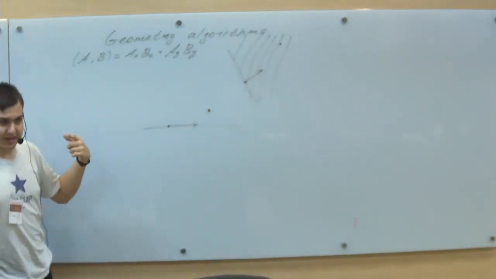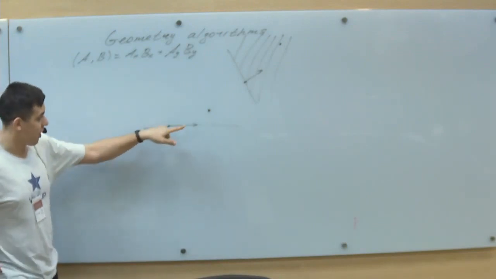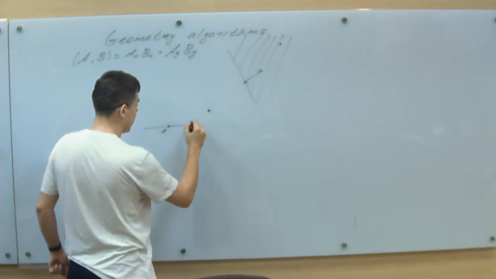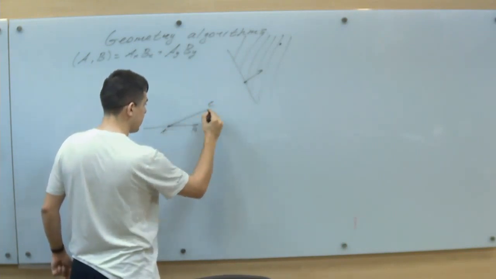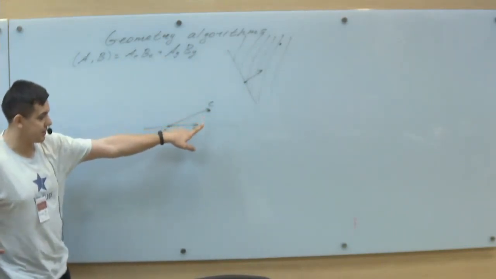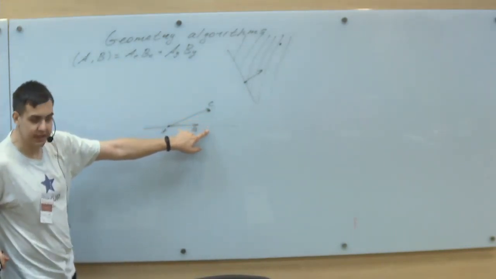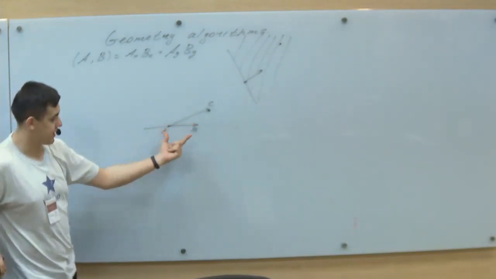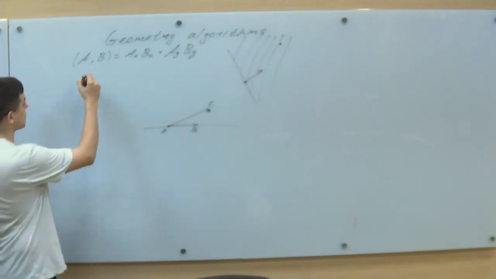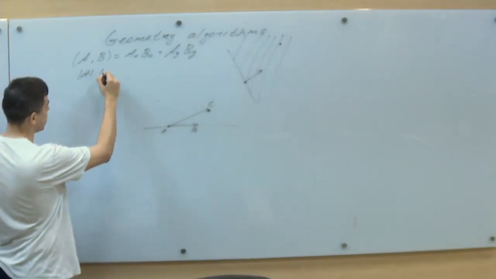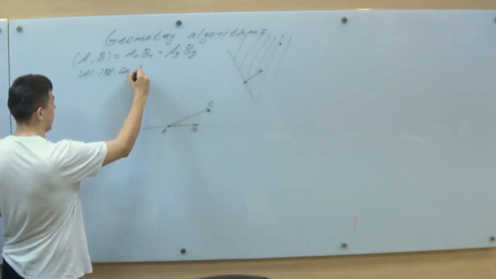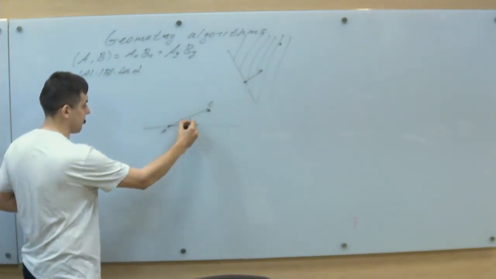So scalar product is basically the projection. The scalar product of AB and AC is basically the length of the projection of AC onto this line times the length of this vector. Right? And if you didn't know, then it's equal to length of A times length of B times the cosine alpha. Well, this is alpha.